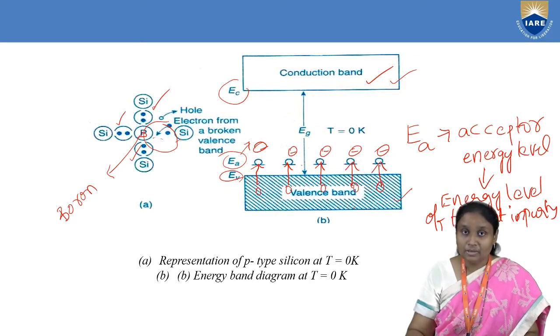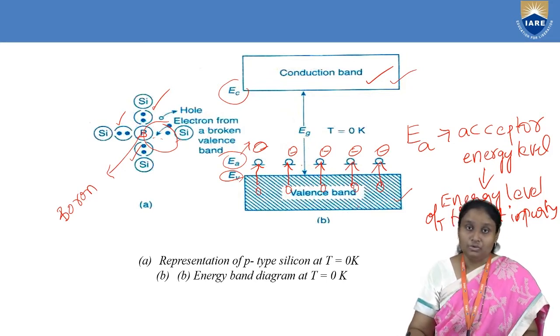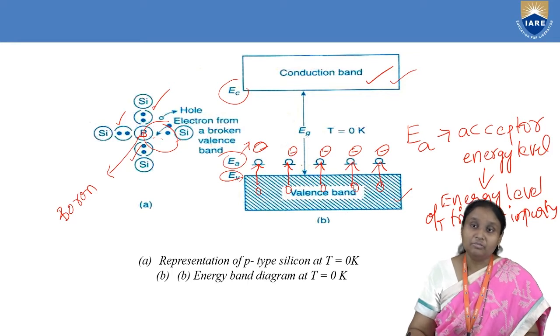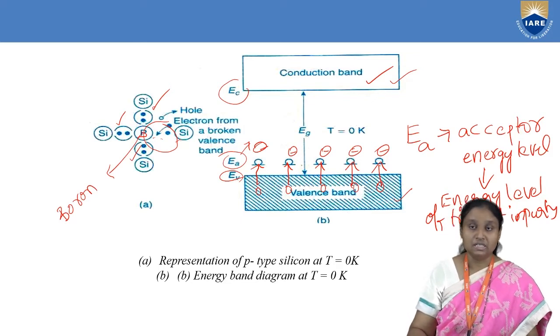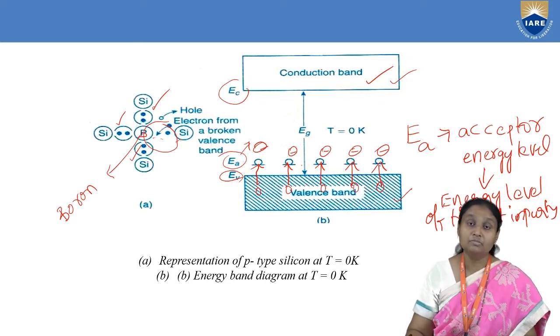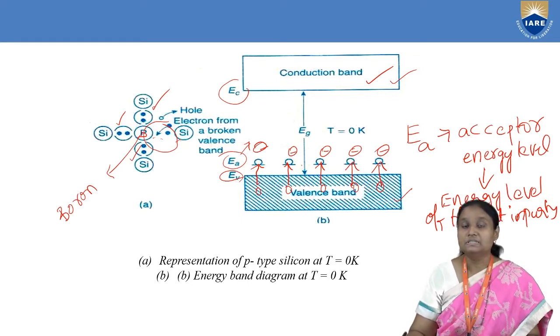And this trivalent impurity, because it is accepting electrons from the valence band of the intrinsic semiconductor, is called an acceptor impurity, and it has the tendency of becoming negatively ionized. So I hope you are able to understand why holes are the majority charge carriers. Even at low temperature, we are able to get charge carriers, and these charge carriers increase the electrical conductivity of these p-type semiconductors.